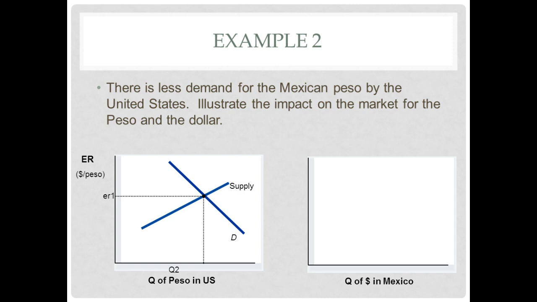Now let's move to the other market. We need to know the market for the dollar. Well, what is the price of the dollar in Mexico? Well, it's the number of pesos that you get for $1.